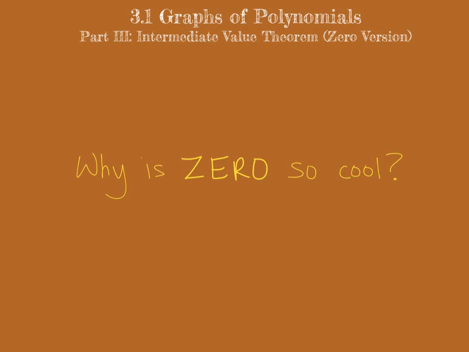Welcome to the third and final part of 3.1, where we explore the intermediate value theorem, the zero version. The intermediate value theorem can also be labeled IVT for short. Now, we want to first talk about why zero is so cool. Zero is such a neat number and has an interesting history, and if you'd like to look into it a little bit more, I highly recommend it.